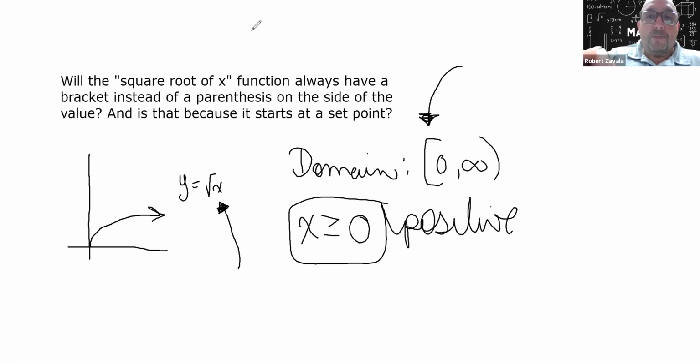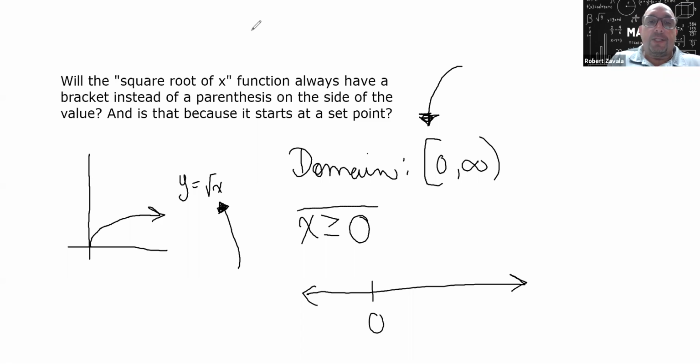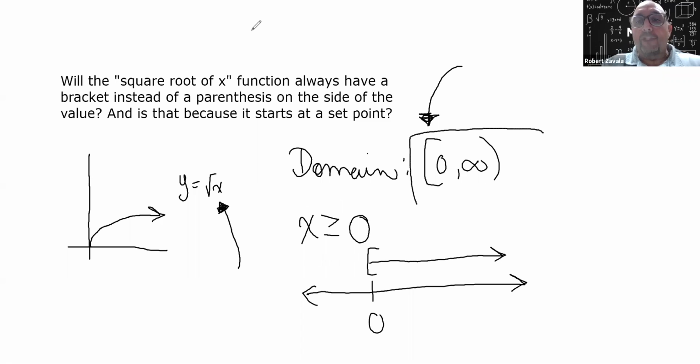Now, how does that help me? Well, if I were to graph this on the number line, here's my number line, here is 0. This is telling me x is greater than or equal to 0. So I have a bracket, and I'm going to the right, which is greater than. And in interval notation, we see we will have from 0 to infinity.